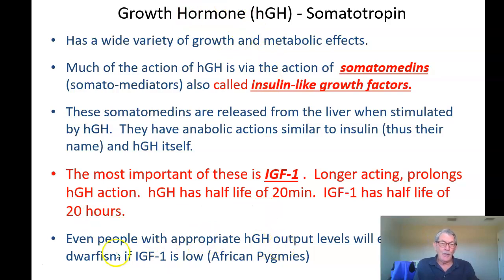However, if you don't have enough IGF-1, you won't either, because growth hormone doesn't do a good job by itself. So the African pygmies, who don't grow over about 3.5 feet tall, have plenty of growth hormone, but they don't make IGF-1. It's a genetic abnormality they have. They don't make IGF-1, and so they stay really small.